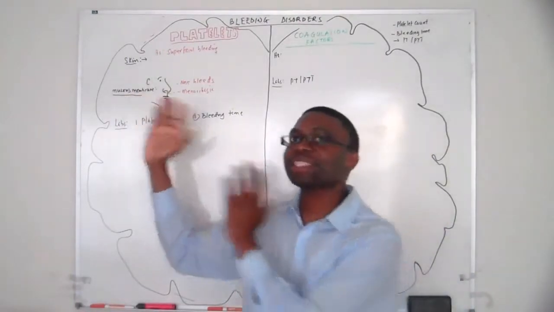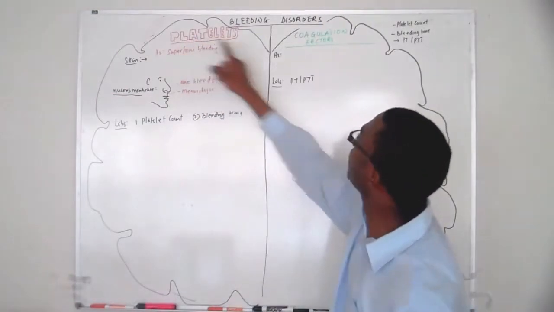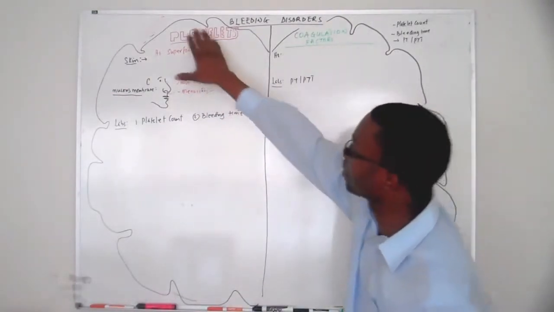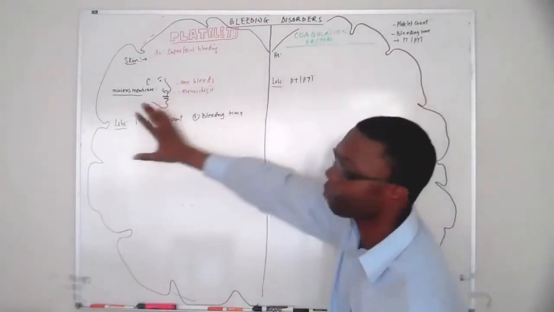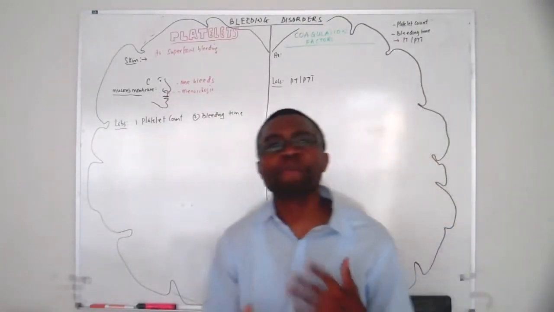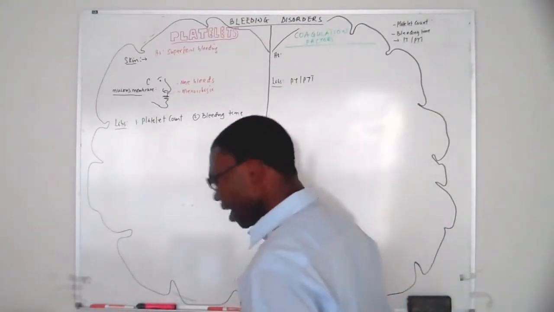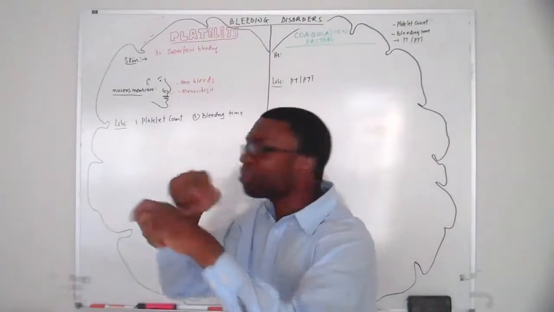On this side of the brain, this is the only part of the brain we are working with right now. Platelets. See? Platelets, coagulation factors. I try to draw a map of the brain, one part for platelets and the other part for coagulation factors, so we can be on the same page. They're going to come with superficial bleeding. That's the history. Doc, I noticed I have these little dots on my skin.